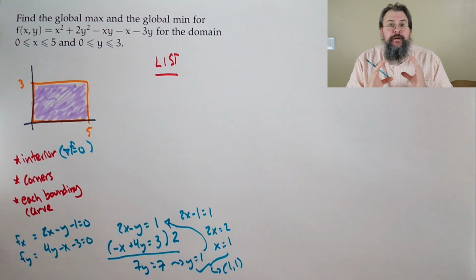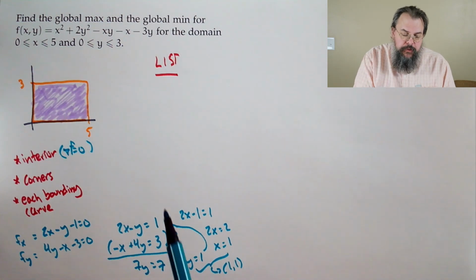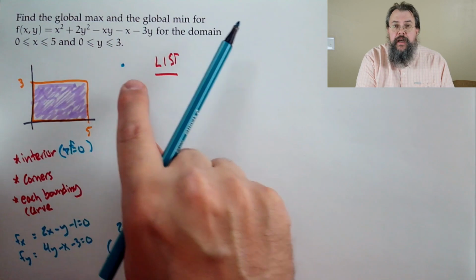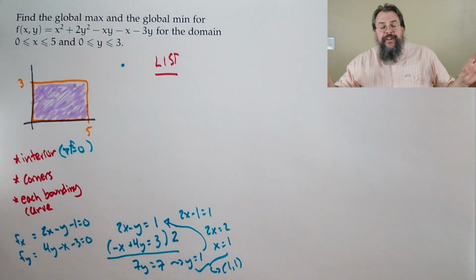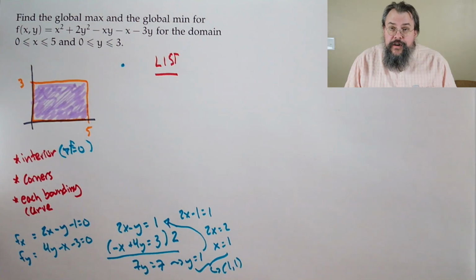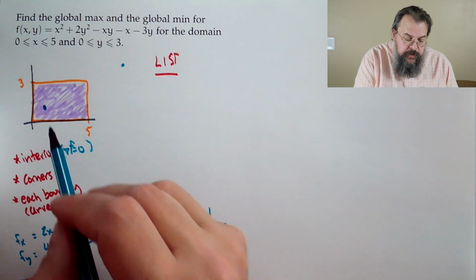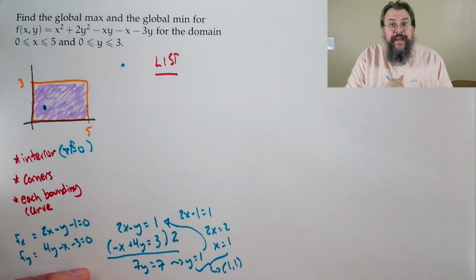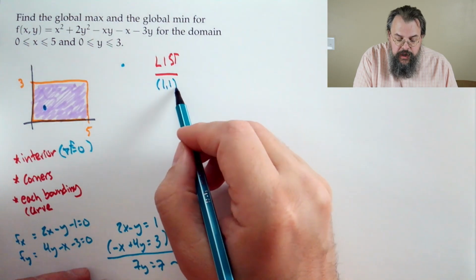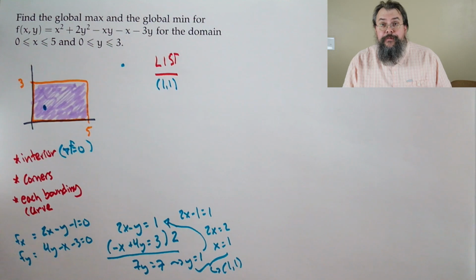Remember, we only care about points that are inside of our domain. So if we had a point that somehow ended up over here, outside of our domain, we'd say, look, not on our list. Forget it. Is (1, 1) in our domain? Well, it's roughly here. In our domain, so it makes the list. So there we go, (1, 1). Okay, good. So we've done the interior.